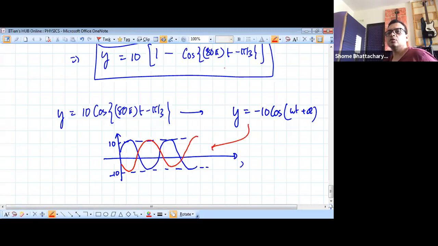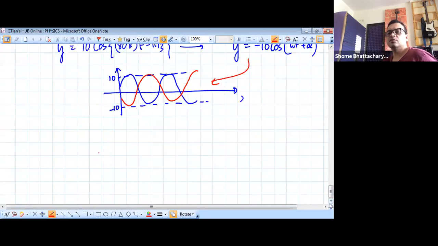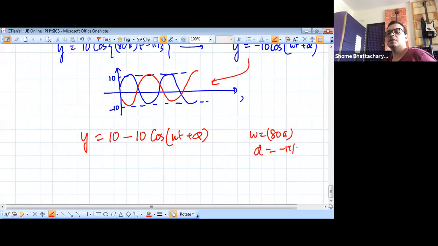And then we have to do what? To get this, we have to add 10 to this. So when you add 10 to this, how will this graph look? Now you have the graph of 10 minus 10 cos (omega t plus phi), where omega is 80 pi and phi is minus pi by 3. So this whole graph has to be shifted up by 10 units. That is why this graph will now vary between 0 and 20.